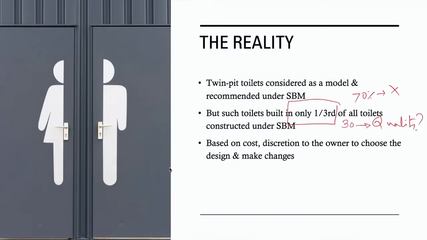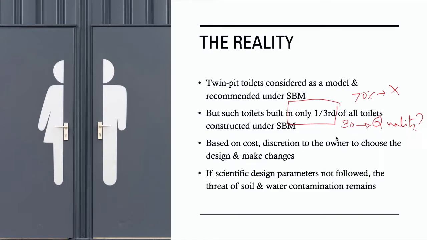But in reality, we have seen that only one third are such, and in the 30% there is the question of quality. If it is not built as per scientific rules and regulations, what will happen? The excreta or the waste will remain infected, and when it is removed, especially if manual scavenging is used, it will result in infections and spread of contamination to the nearby water and soil. Based on cost, this discretion is the problem. Plus, scientific design parameters are not generally followed, and there is no way of regulating it.